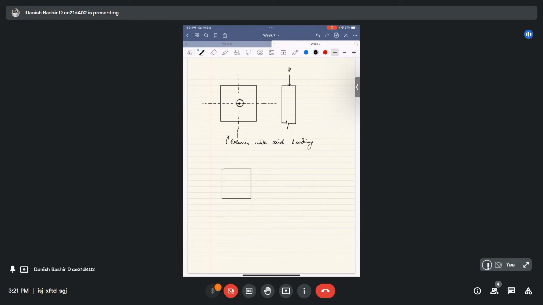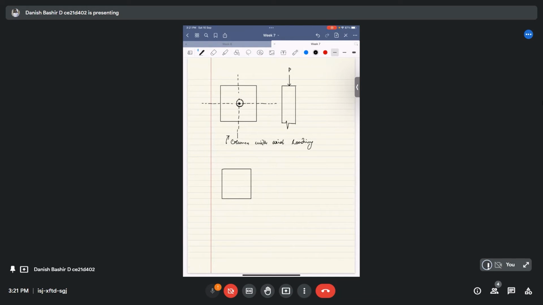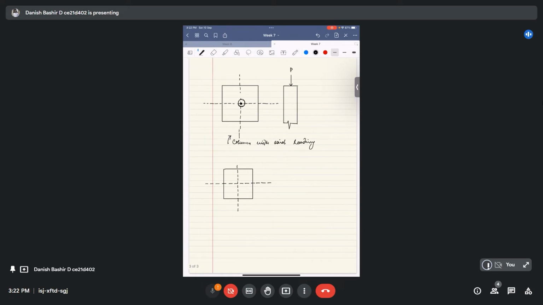This is a column section, and this is the axis of our column section, like this. If our load is centric with respect to this axis, but it is having some eccentricity with respect to this axis.